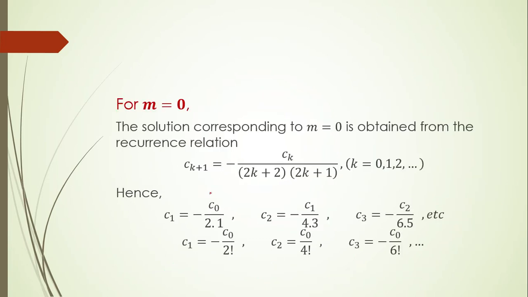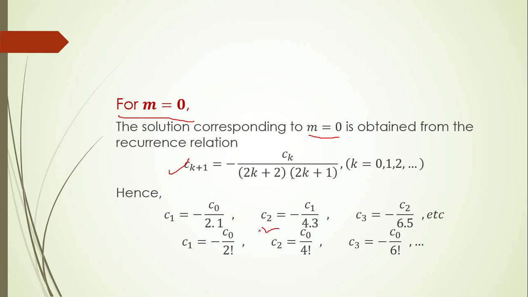Next, for the value m is equal to 0, the solution corresponding to m is equal to 0, we obtain the recurrence relation c_{k+1} is equal to minus c_k upon (2k+2) into (2k+1), where k is equal to 0, 1 to infinity. c1 is equal to minus c0 upon 2 into 1.